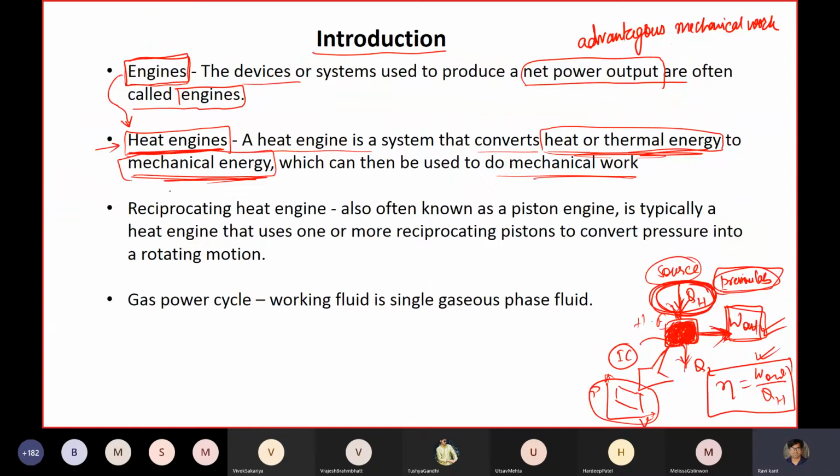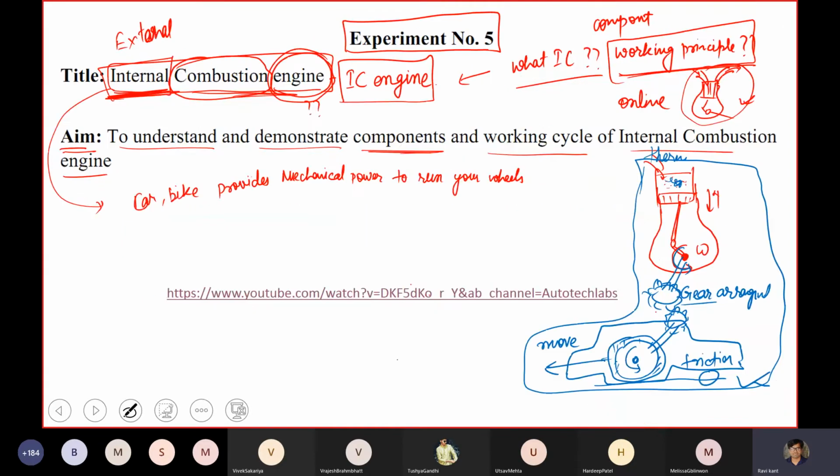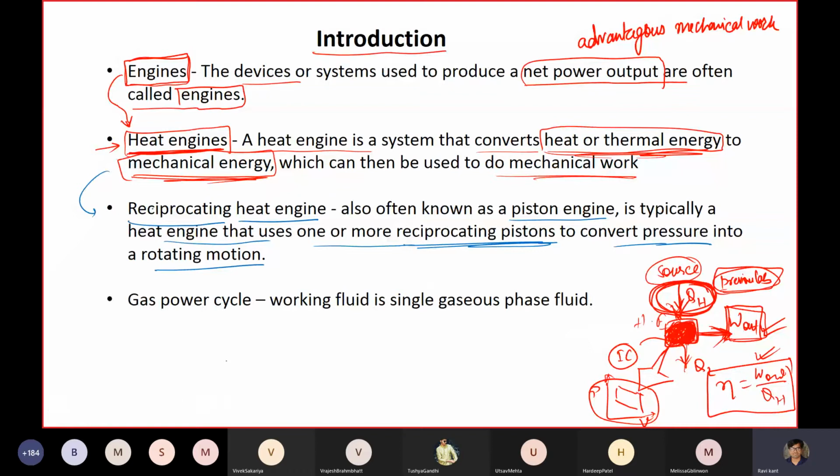Again, this heat engine can also be classified as a reciprocating heat engine, also often known as a piston engine. It is typically a heat engine that uses one or more reciprocating pistons to convert pressure into rotating motion. You can see there is some pressure from the fuel air combustion that is happening. Because of this oscillating pressure, your piston is going to move up and down in a reciprocating manner, and that is why it is sometimes called a reciprocating heat engine.